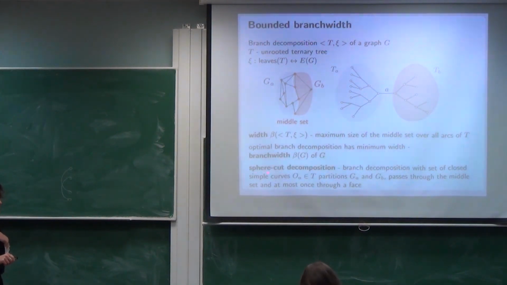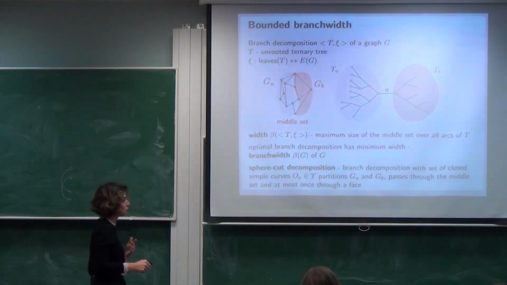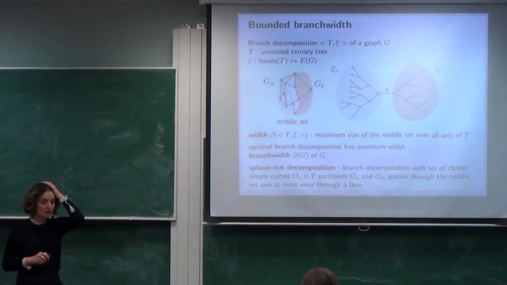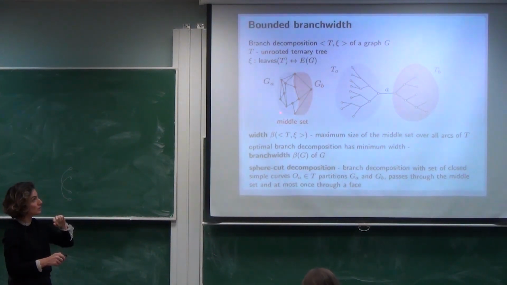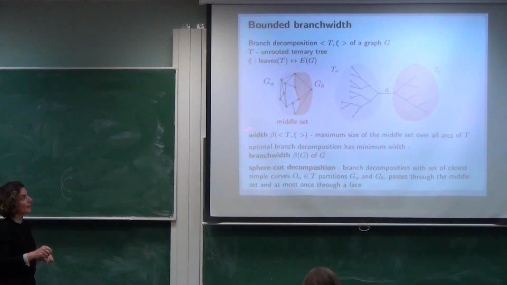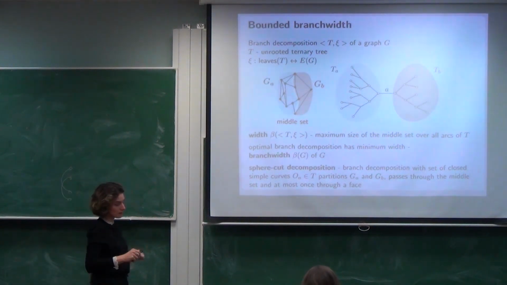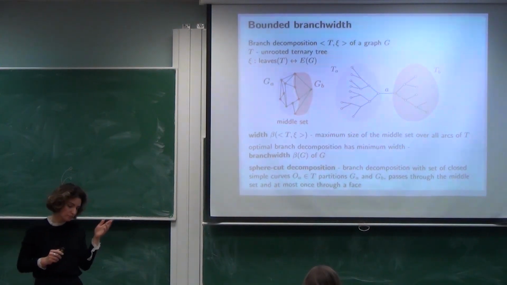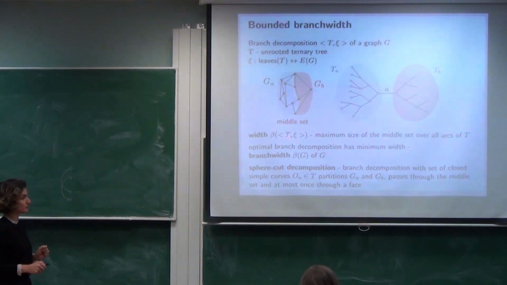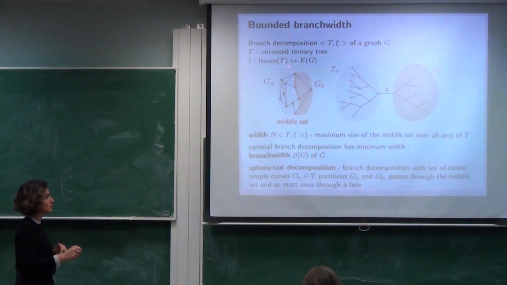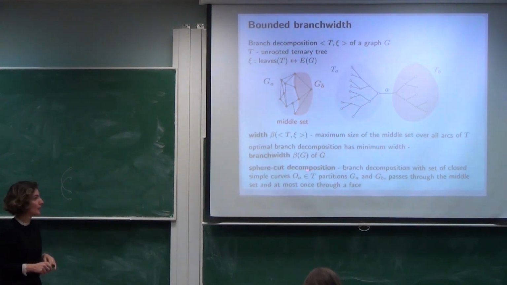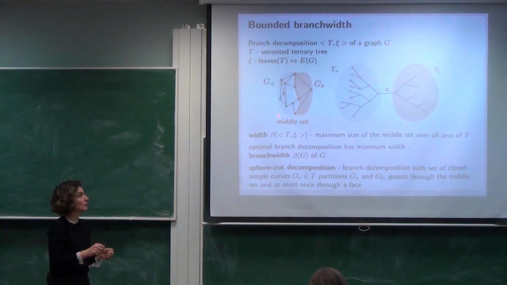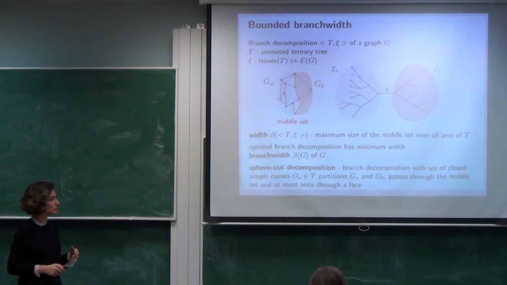So a sphere cut decomposition is something built on top of a branch decomposition: a branch decomposition together with a set of closed curves. Here the closed curve is exactly this one. So every subgraph decomposed by an edge has a curve which bounds a connected subgraph and passes exactly through the middle set. Now I'm talking about the blue curve. It passes exactly through the middle set and it can pass at most one time through each face. So it's not allowed to enter a face twice. So this is a so-called noose, but we don't need this term. So a sphere cut decomposition is a branch decomposition given together with such kind of curve. Here this curve is around GA, but I also draw the curve around GB for visual simplicity.